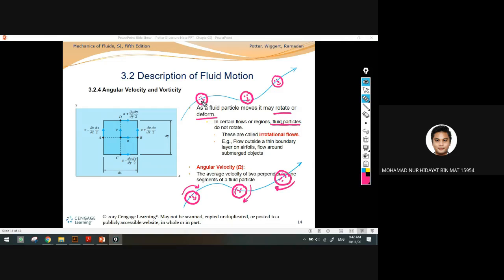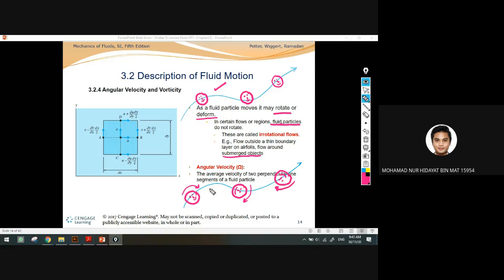If the fluid particle does not rotate like this, we consider the flow an irrotational flow. For example, this normally happens in the flow outside the thin boundary layer on an airfoil, or the flow around a submerged object. I will show you later an example of irrotational flow, when the flow is outside the thin boundary layer.